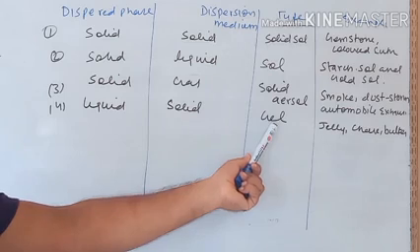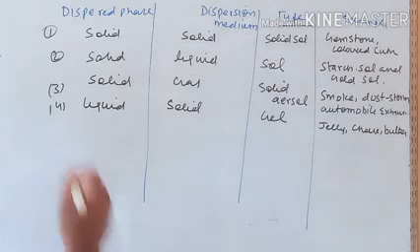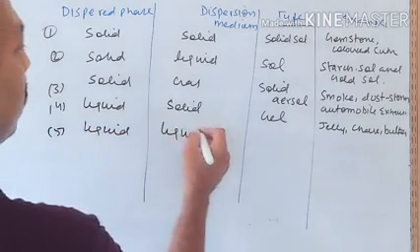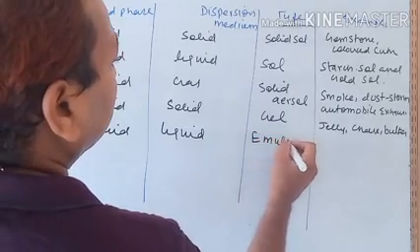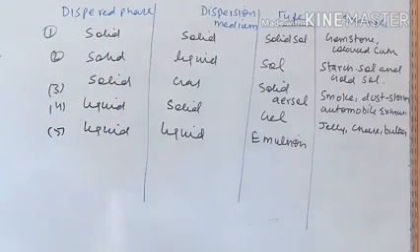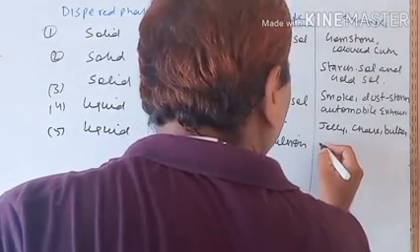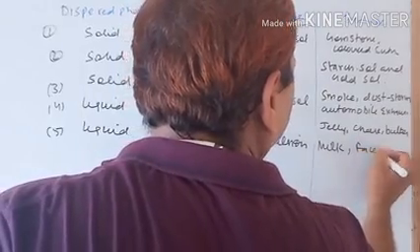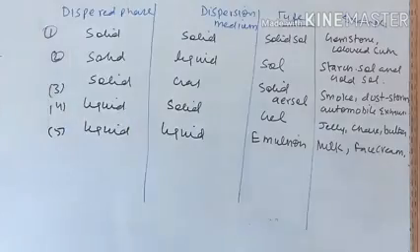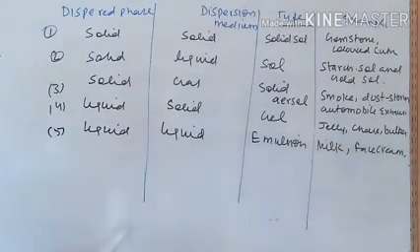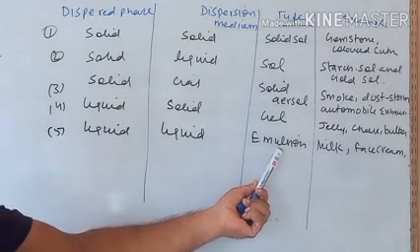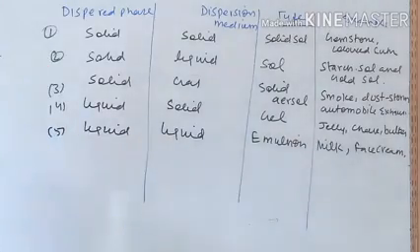Now the fifth type: both are liquid, a liquid colloidal solution. This is an emulsion. Examples are milk or face cream. Milk and face cream are examples of emulsions. So a liquid colloidal solution is known as an emulsion.